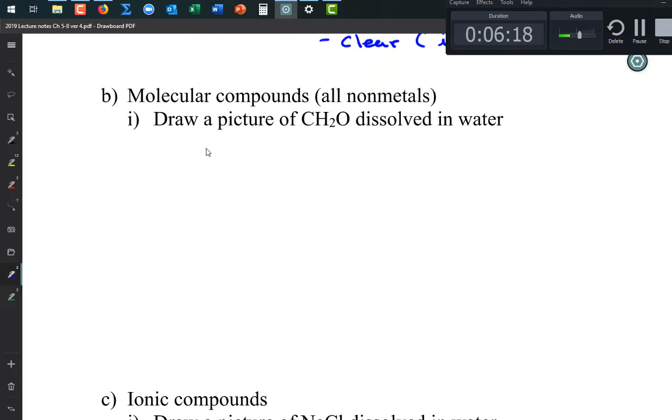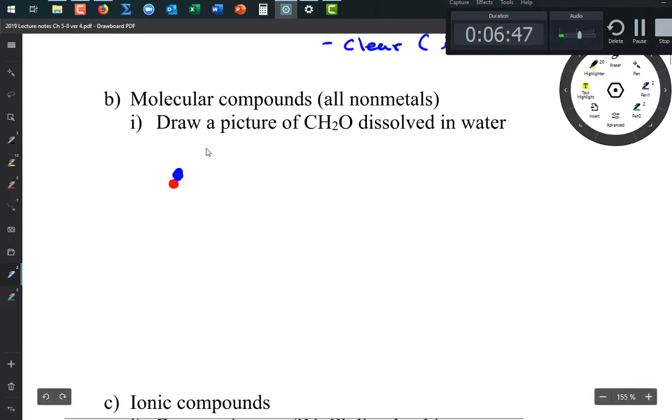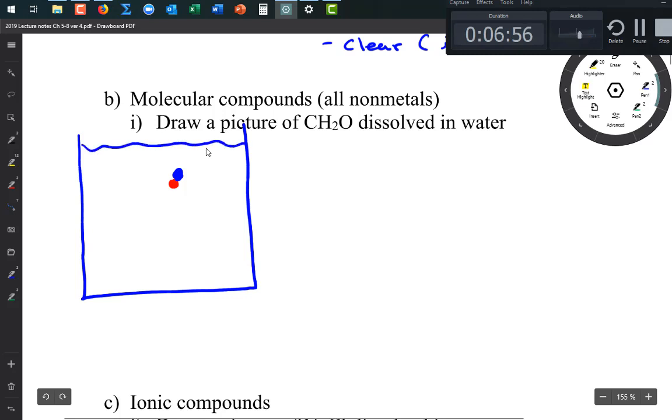this is kind of a silly artwork time. So I'm going to have CH2O, and let's just say CH2O looks like this. So let's say that's my CH2O, and I'm going to dissolve it in water. I've got to draw a container. Okay, let's make a container like this. And I'm dissolving it in water. What's it going to look like when the CH2O dissolves?